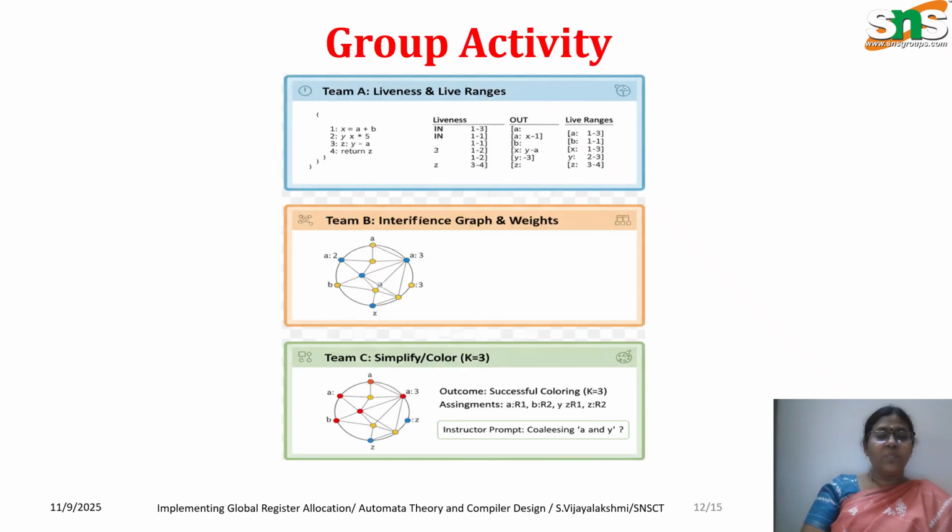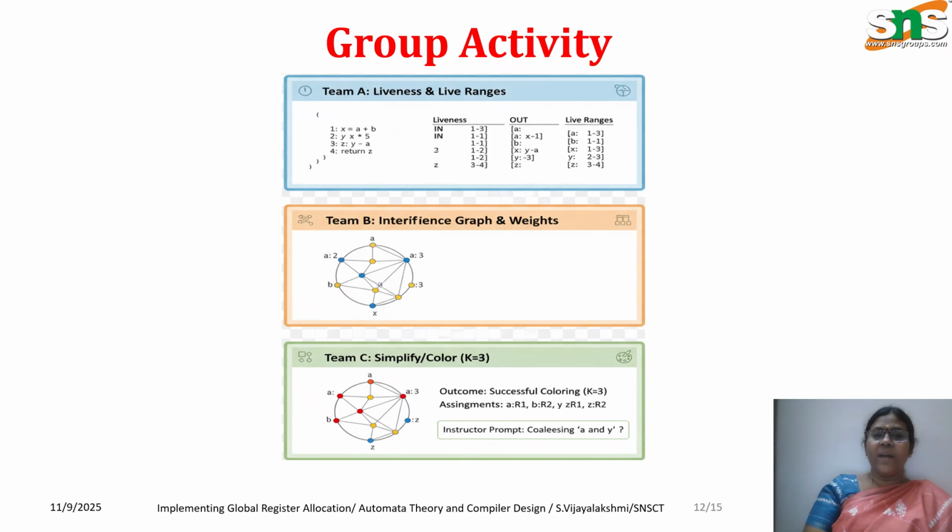Spilling means storing less used variables in memory. Rematerialization means recomputing cheap variables instead of loading them again. Modern compilers even rerun graph coloring after spilling to balance usage. This makes global register allocation adaptive and efficient.